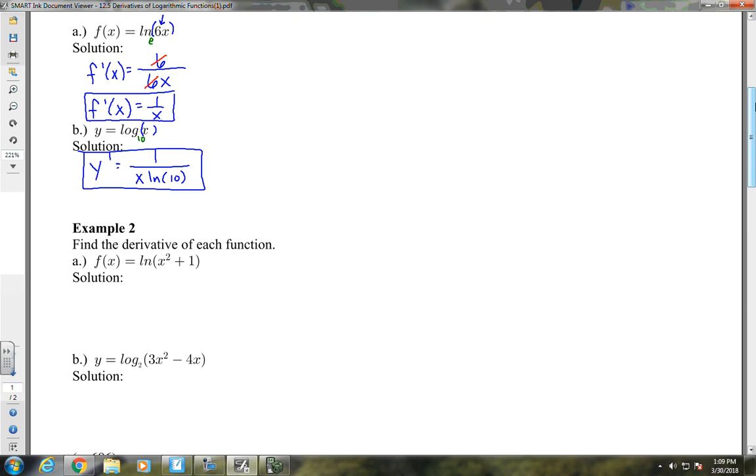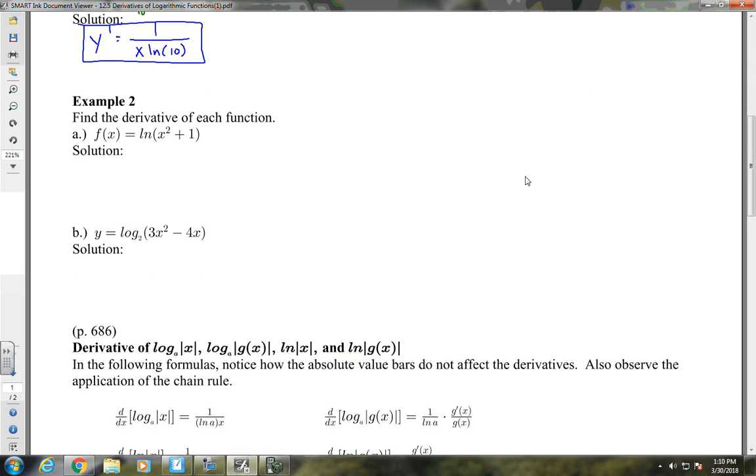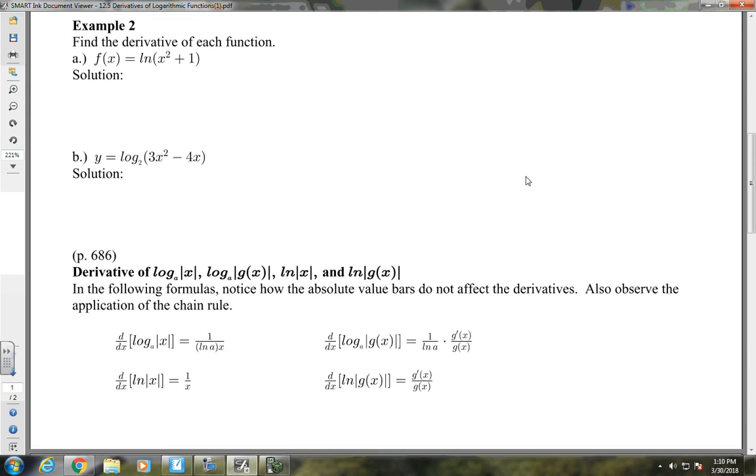Let's practice a couple of more. On example 2, we're still finding the first derivative. Notice the base of our log is e. We're dealing with a natural log. So all we have to do is put the argument in the denominator and the derivative of that argument in the numerator. So f prime of x, we start with x squared plus 1 in the denominator. The derivative of x squared plus 1 is 2x. There's nothing to reduce or simplify, so we're done. Natural logs are pretty easy to handle.